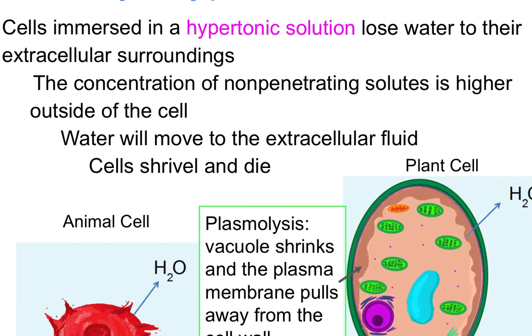Plasmolysis is when the vacuole shrinks and the plasma membrane pulls away from the cell wall, which we see in plant cells. You can see the internal plasma membrane shrinking, leaving a vacated space between the actual internal components and the cell wall.